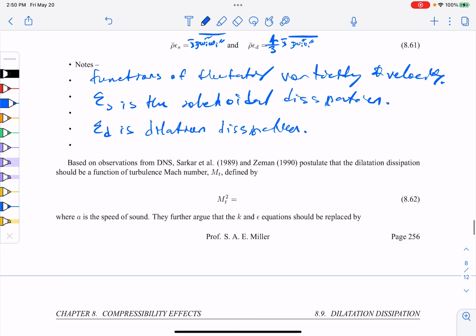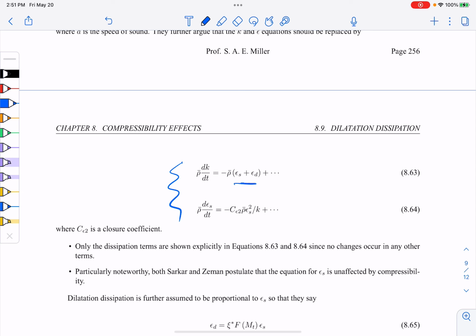Now, multiple DNS studies in the late 90s showed that the dilatation dissipation should typically be a function of turbulent Mach number, which would go as the square root of 2k over a squared, where a is the speed of sound, and k, of course, is turbulent kinetic energy. So in their studies, they tried to argue that k epsilon equations could be replaced by this set here, where we include the solenoidal and dilatation dissipation explicitly. And they have some new closure coefficients, like C epsilon 2.